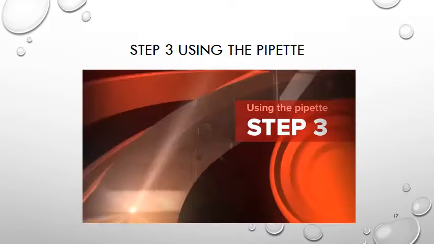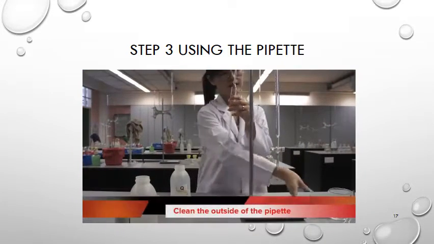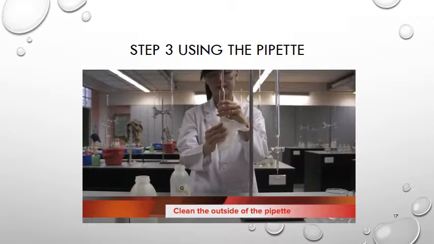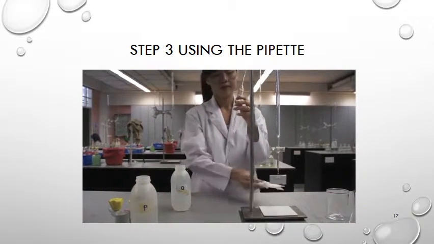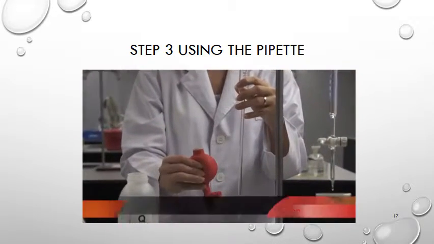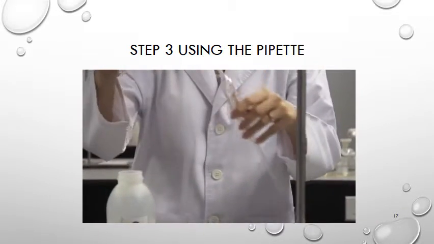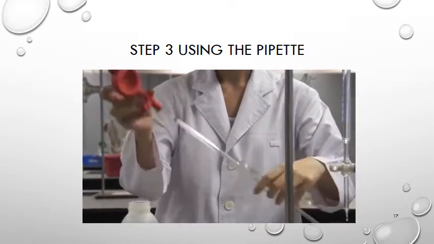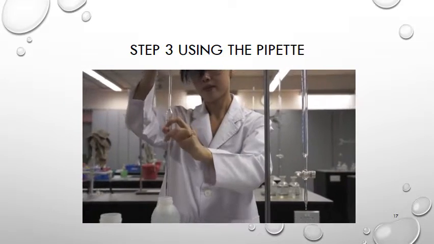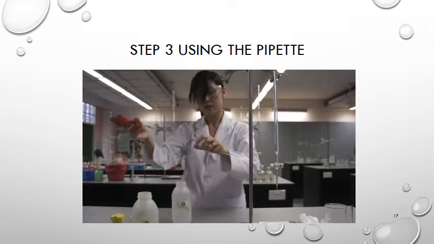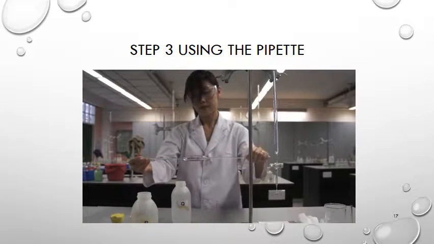The third step of a titration is to use the pipette. Before you rinse the pipette, clean the outside of the pipette with a piece of paper. This is to ensure that you don't contaminate the solution when you put the pipette in. Now, rinse the pipette with the solution, using the pipette filler to suck solution into the pipette. Fill only a third of the pipette and let the solution wash all of the inside of the pipette.